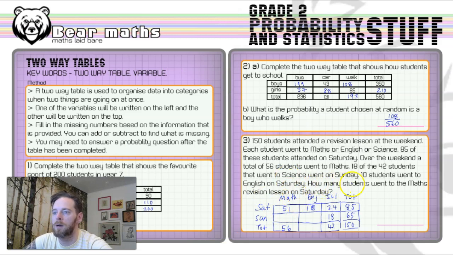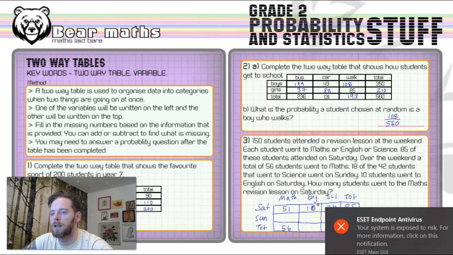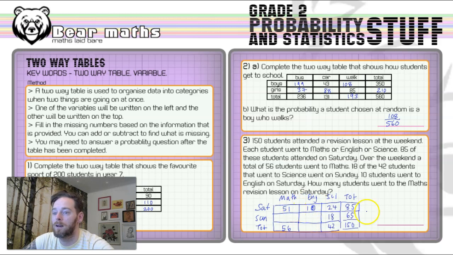We've answered the question, how many students went to the maths revision lessons on Saturday? We don't need to fill any more of the table in. I did one bit that I didn't even need to do. But you could fill in the rest of it just to make sure it all works. All right, I'm pretty confident that that's okay. And that was a little annoying pop-up that I'm not going to re-record the video for. So we've got the answer, 51. There we go. Happy days.